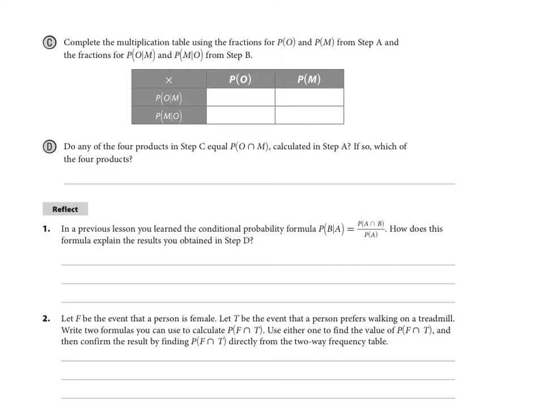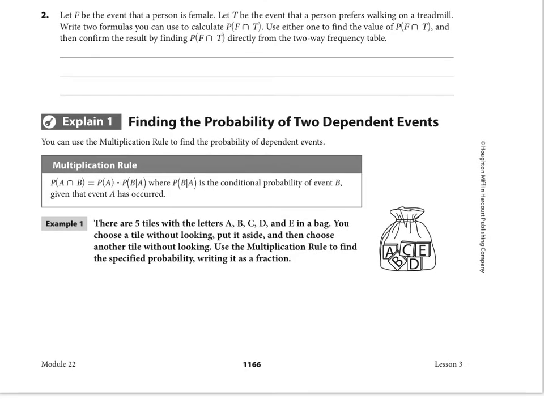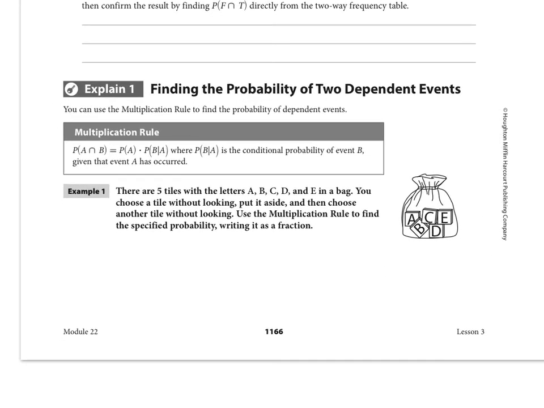I want to go down to the explain one here, where we're actually going to calculate the probability of two dependent events. So the multiplication rule to find the probability of dependent events, you can see there, is one that you want to take note of. That is the probability of A and B is equal to the probability of A, the first event occurring, times the probability of B, the second event, given that A has already occurred.